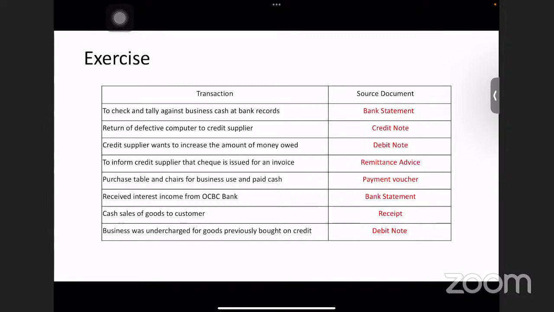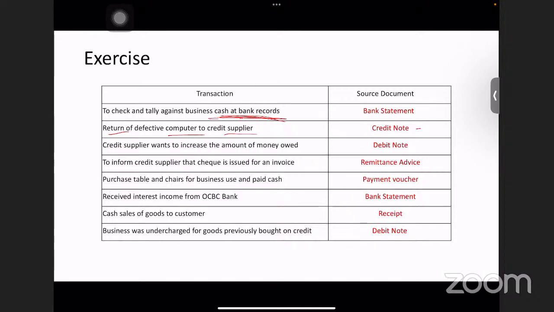Okay, so first one, check and tally against business bank record. It's the same one as just now. Okay, so I want to see anything related to my business bank. It's bank statement. Okay, here, return computer to supplier. So again, here I'm returning something to someone. That will be a credit note. Credit customer wants to increase the money.